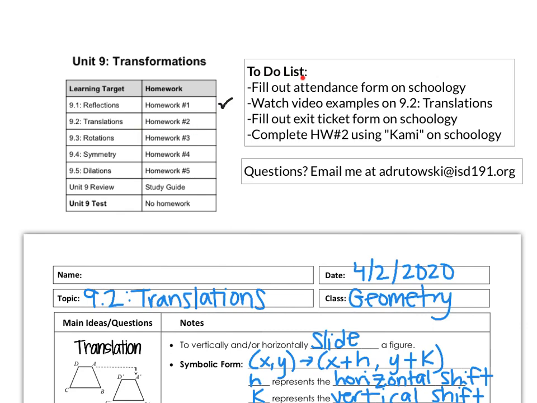So here's our to-do list. I would like you to fill out the attendance form on Schoology. Make sure you are doing that Monday, Tuesday, Thursday, and Friday so I can keep track. Also, I would like you to watch these video examples on 9.2 translations. Then when you're finished watching the videos, fill out an exit ticket form on Schoology. There you can give me feedback and just let me know that you are completing the videos, and then go ahead and complete homework 2 using the Cami extension on Schoology. If you guys have any questions, make sure you email me at adrutowski@isd191.org. I want to make sure that you guys understand this unit.